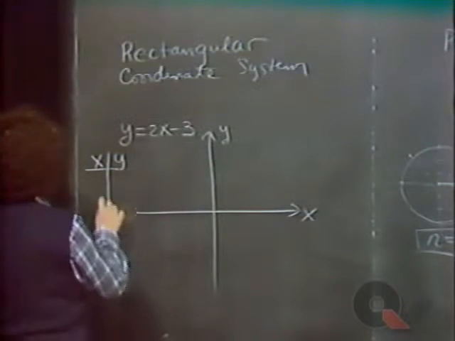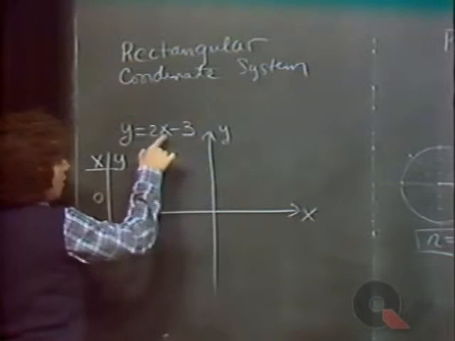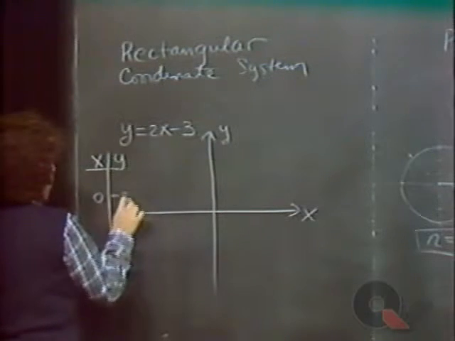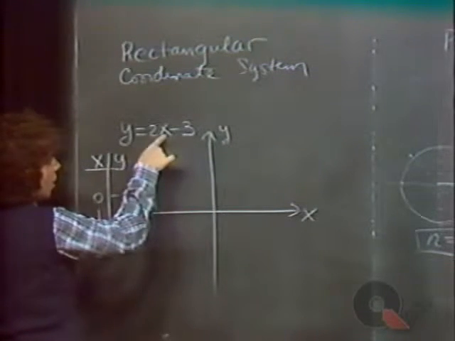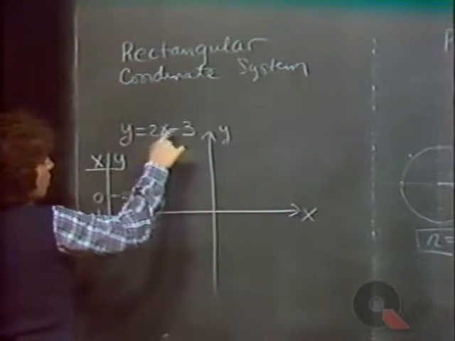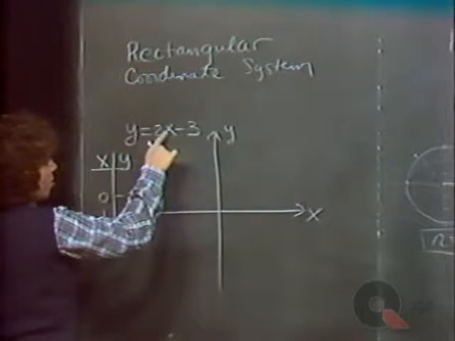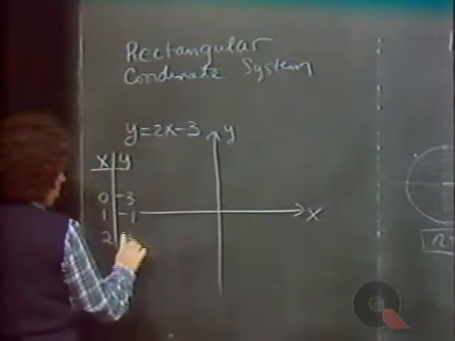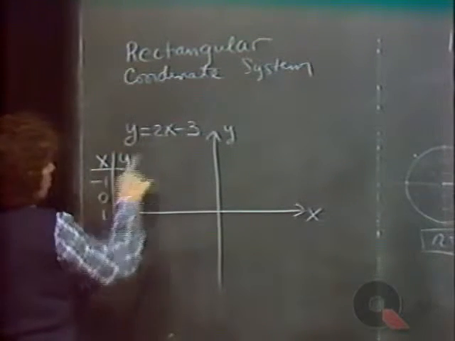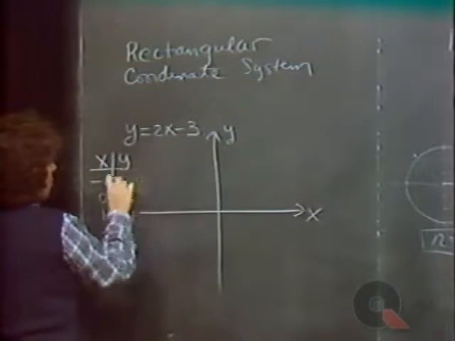So, for example, you might let x equals 0. If x equals 0, y was -3. If x is equal to 1, y is 2 minus 3, or -1. If x is equal to 2, you get y equals 2 times 2, 4 minus 3, or 1. If x equals -1, -2, -3, -5.